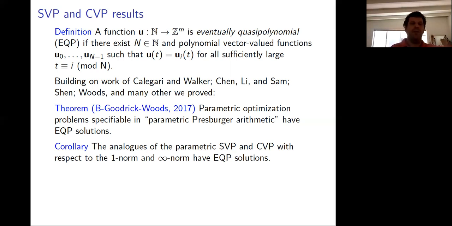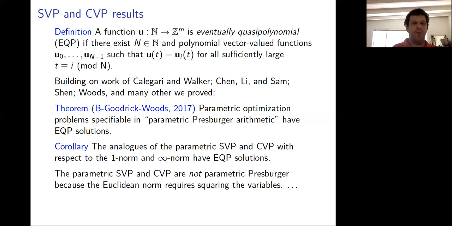So getting back to the topic of this talk, if I told you the definition of parametric Pressburger, it would be an immediate consequence that if instead of the Euclidean norm, I ask for the shortest or closest vector with respect to the one norm or the infinity norm, or in fact any polyhedral norm, the answer would be eventual quasi-polynomial. But the actual problems we want to solve with the Euclidean norm are not parametric Pressburger, because the Euclidean norm is defined in terms of the squares of the variables, and our machinery doesn't allow that.